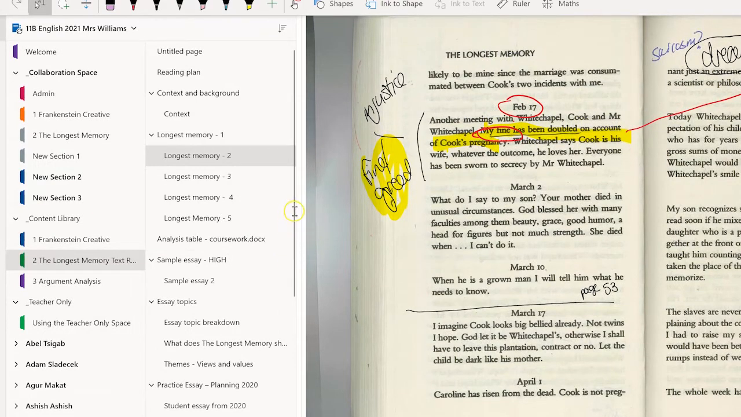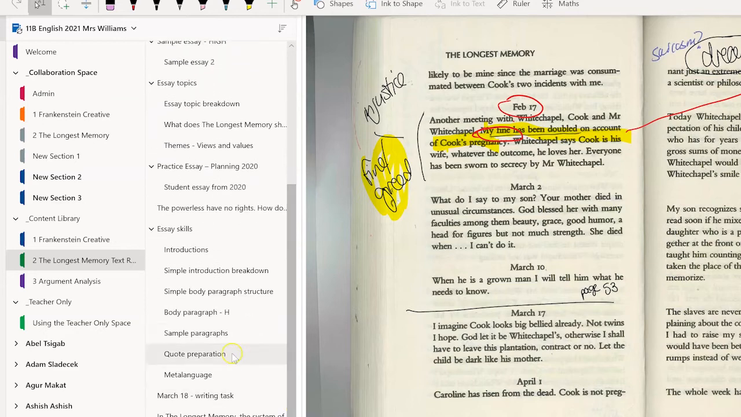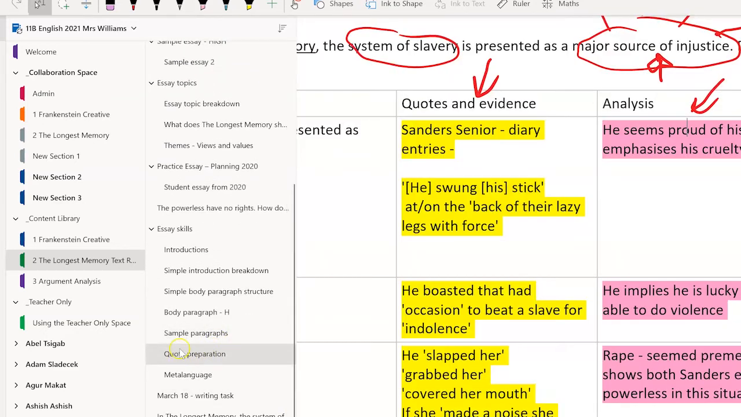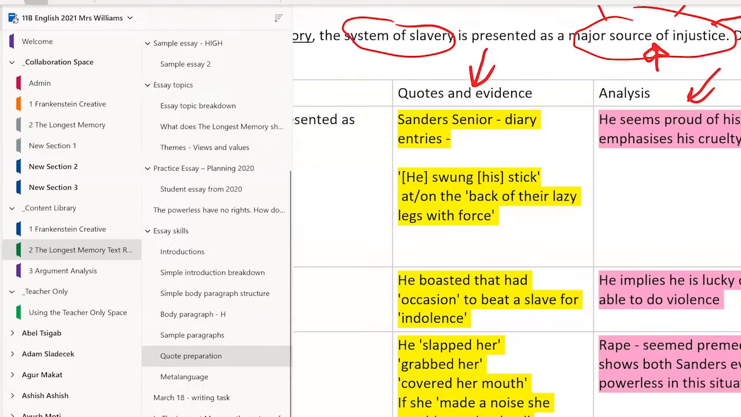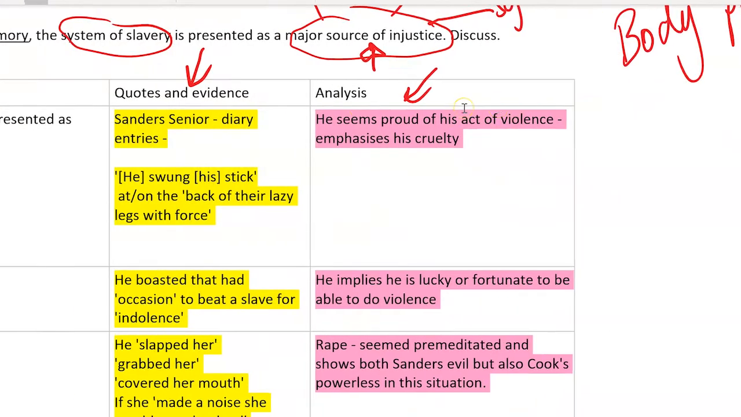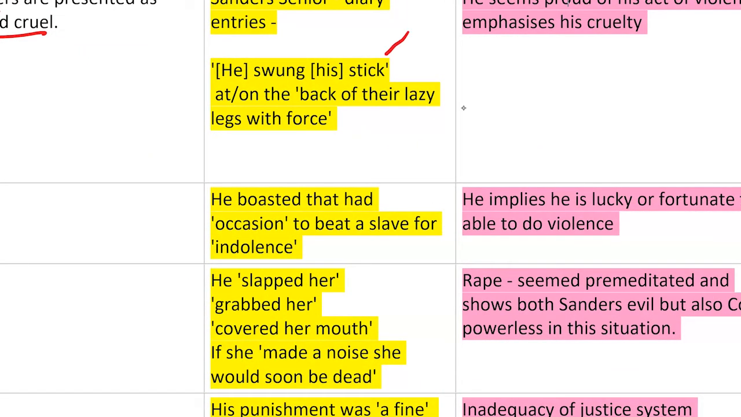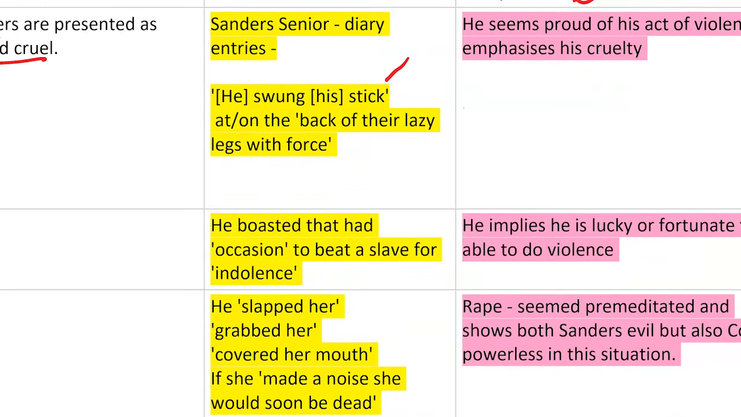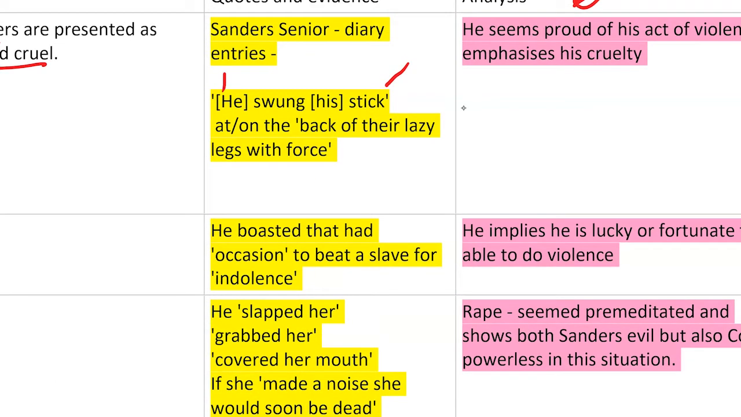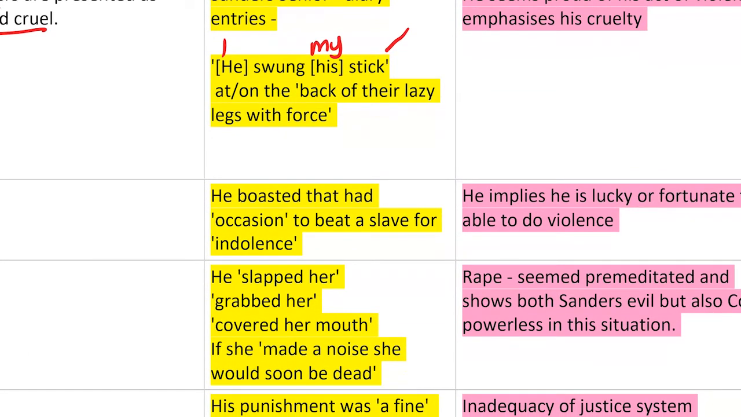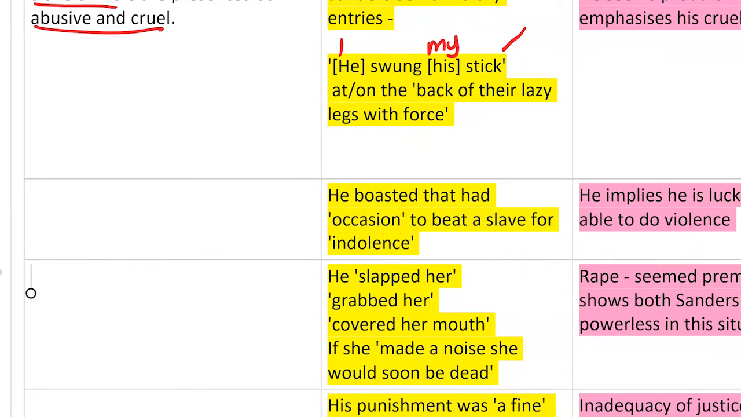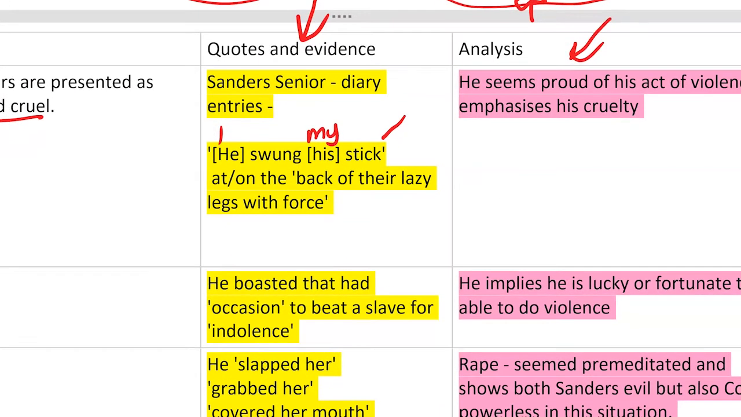So I always have that book next to me while I'm doing my body paragraphs so that I can find the best possible examples and know where they are in the text and provide the context for them. So these were the quotes that we found. He swung his stick on the back of their lazy legs with force. Now remember that we put these square brackets anytime we changed a word. So this original one was I swung my stick, but we had to change it to he and his to make it make sense when we actually use it as a quote.